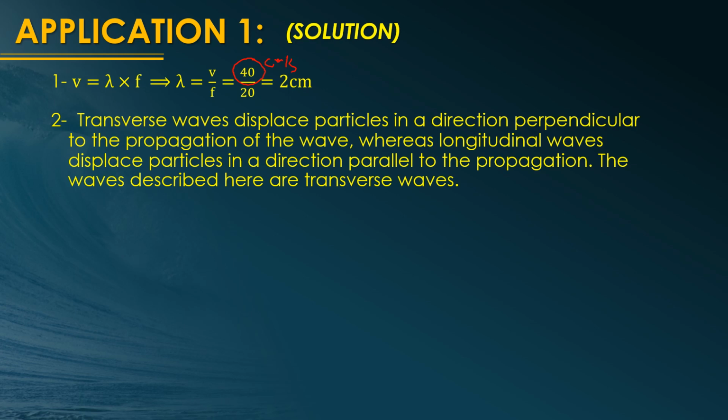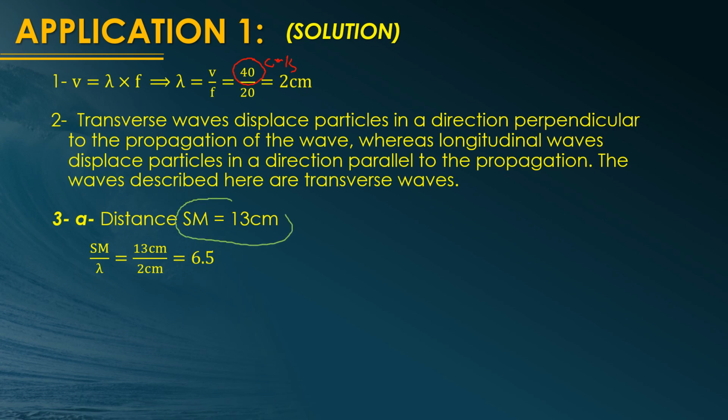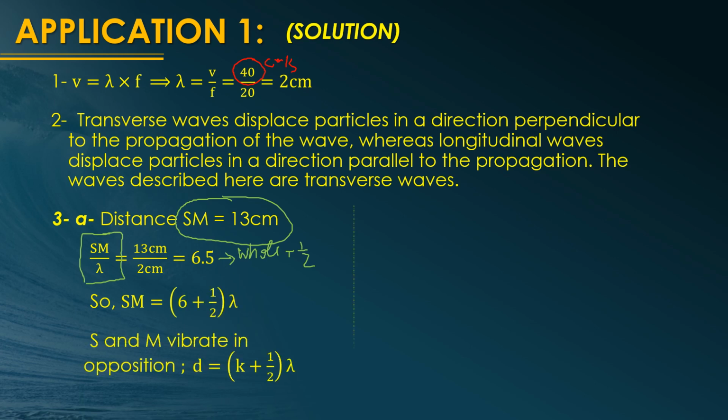Now moving to the real deal, in which we compare motions. We said that in order to compare motions, in order to compare the vibratory state, we find the distance between the two points and compare that to lambda. D over lambda is here SM over lambda, which is 13 centimeters over 2 centimeters equals 6.5. This is a whole number and a half. So, if I proceed, SM is 6 plus half lambda, which is similar to k plus half lambda. So, what can I say about S and M? They vibrate in opposition.